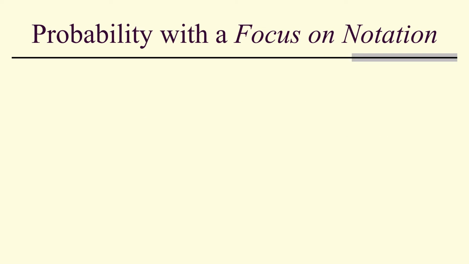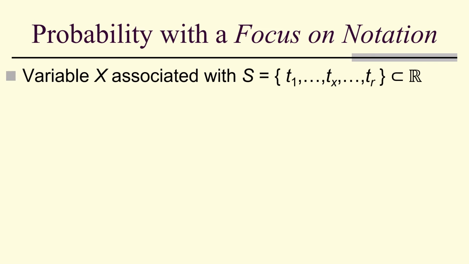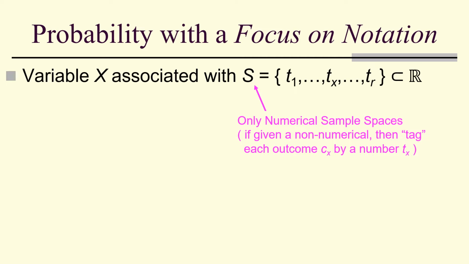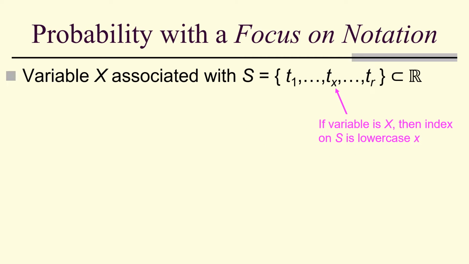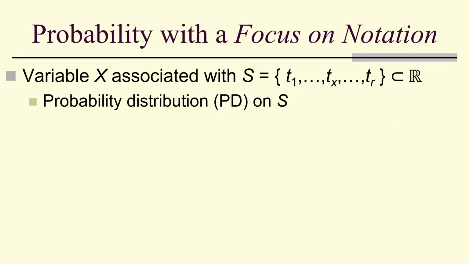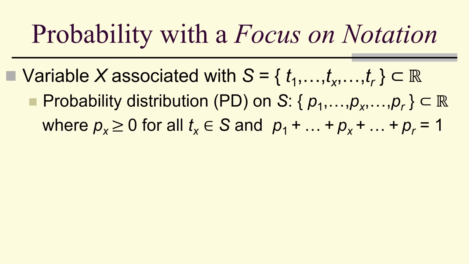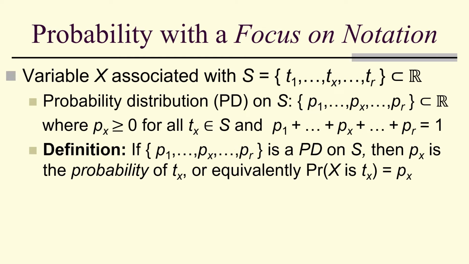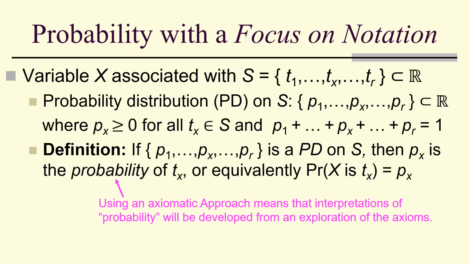So let's look at probability with a focus on notation. Variable X is associated with a sample space S of numerical tags, and lowercase x is the index for the variable uppercase X. Probability distribution: a set of numbers, the same number of numbers as in S. They're non-negative and they sum to 1. If we have a probability distribution on S, then we say that P sub x is the probability of T sub x with this notation.